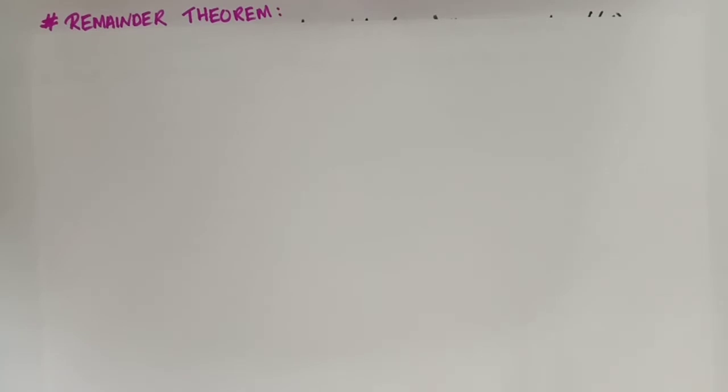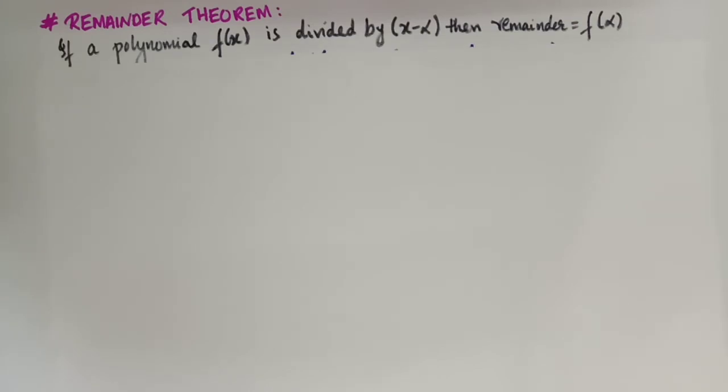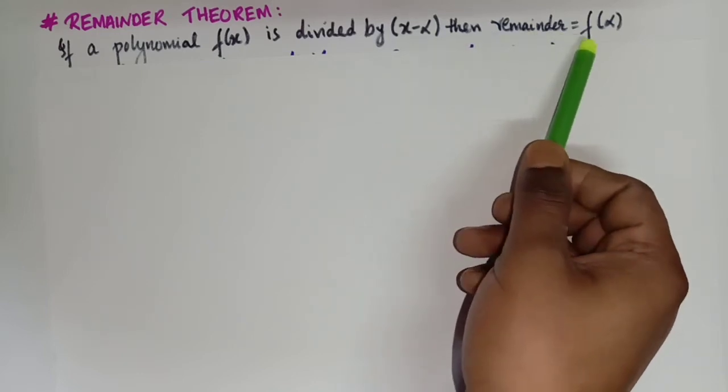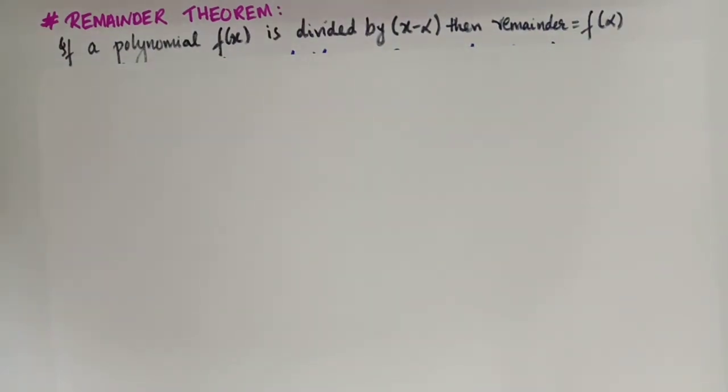So here comes the remainder theorem. What is the remainder theorem? First you have to know what the remainder theorem is. If a polynomial f of x is divided by x minus alpha, then the remainder is given by f of alpha. So we'll prove this by an example. It will be more clear by an example.